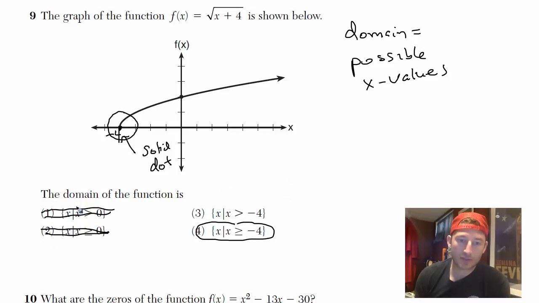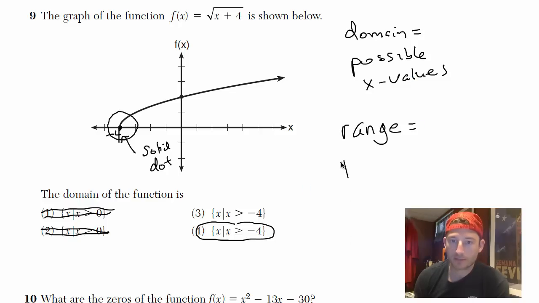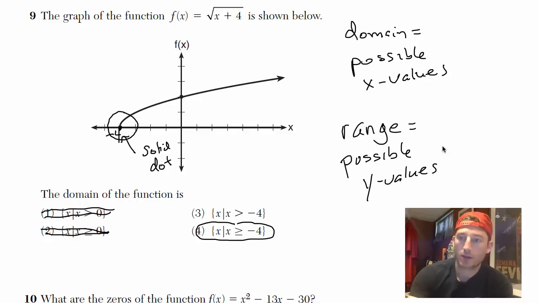These are range values. They were trying to trick you because they assumed that you saw it didn't go above 0. So range is, I know this is taking time, but range is possible y values. All right, cool.